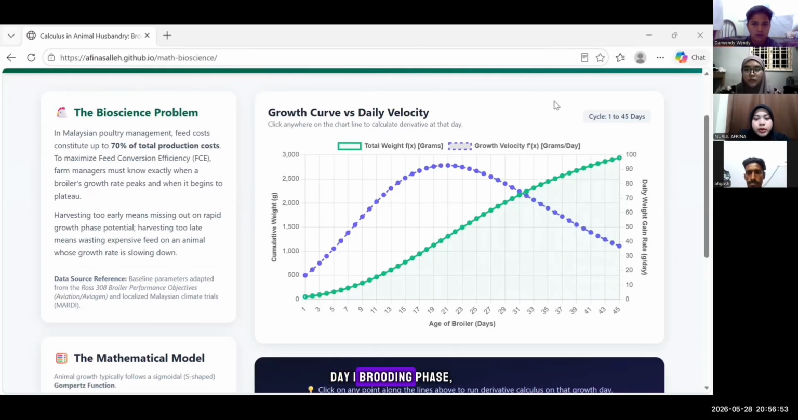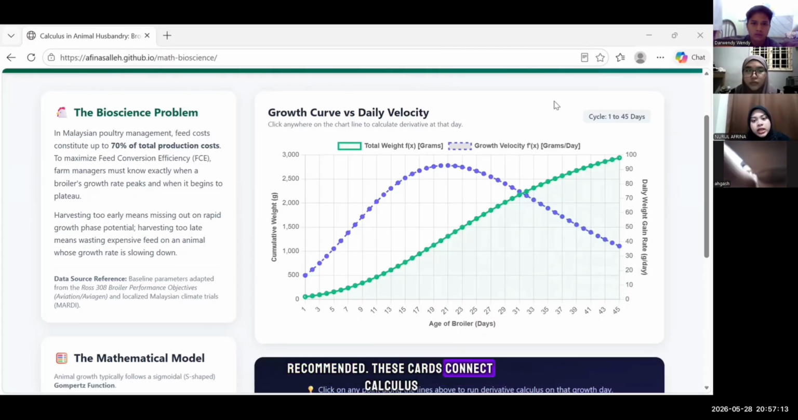At day 1, slow growth pace. Day 23, near the inflection point, fast growth. Day 28, still fast growth, high metabolism. And at day 45, plateau stage, growth slows, harvest recommended. This connects the calculus result directly to farm management decisions.